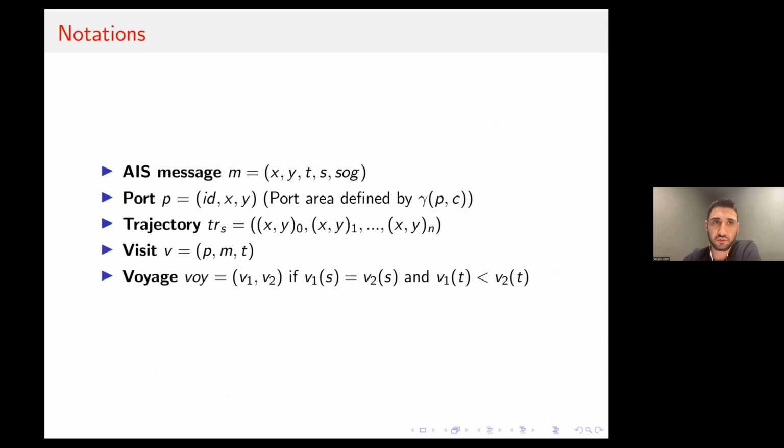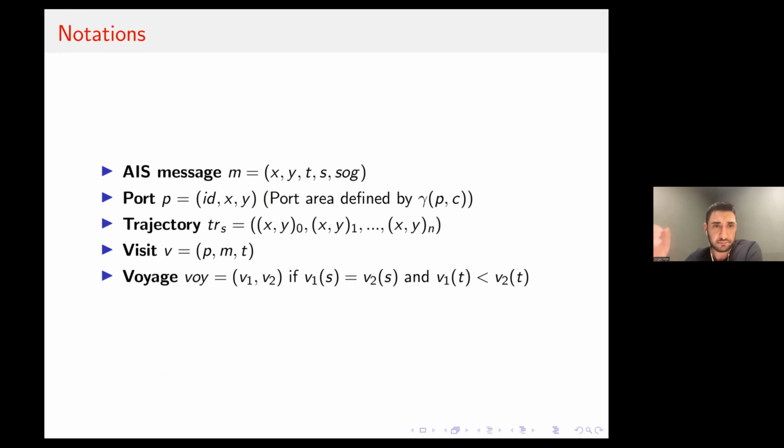So before that, briefly, I want to talk about the notations that we use in this study. We have these automatic identification system messages, which are represented with tuple M. In this tuple, we have the latitude and longitude information, and then we have the timestamp that represents the time that the vessel transmitted that message. S corresponds to the vessel type or the identity of the vessel, let's say. And in this work, we use speed over ground. Of course, in AIS messages there are some other components, but in this work we only use these features that I put here.